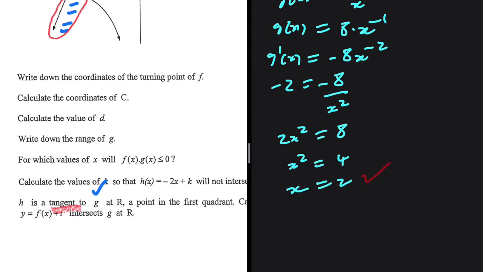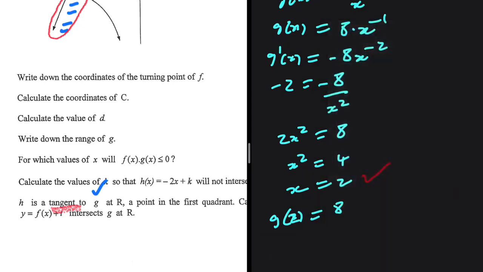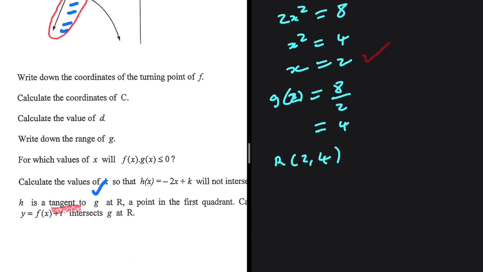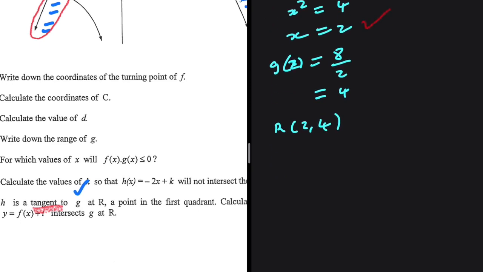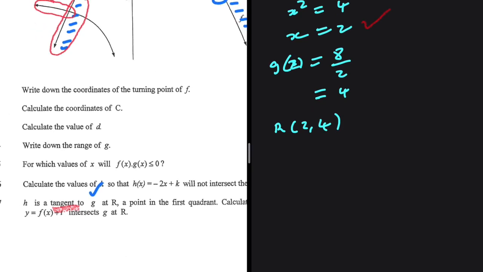But we can take that a step forward. We can also find the y value at r because we have the equation g of x. So the y value at r, we're going to have 8 divided by x, which happens to be 2. So that is 4. The coordinates of r, we have 2 and 4. We are almost done. That is what you actually have to figure out. As soon as you figure that out, then it becomes extremely simple. Right, let me show you why I'm saying that.